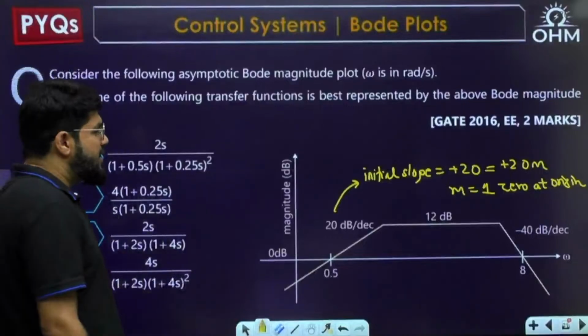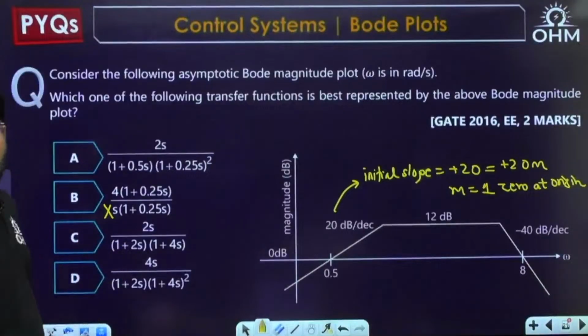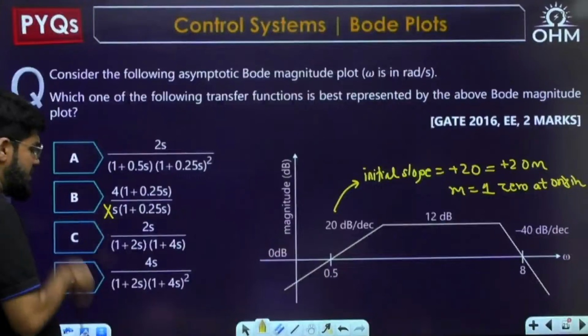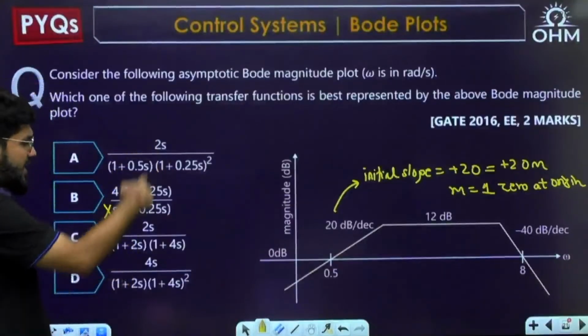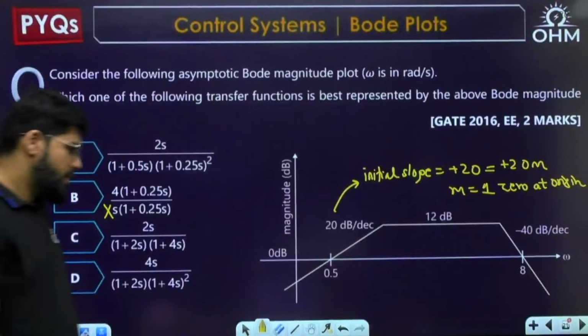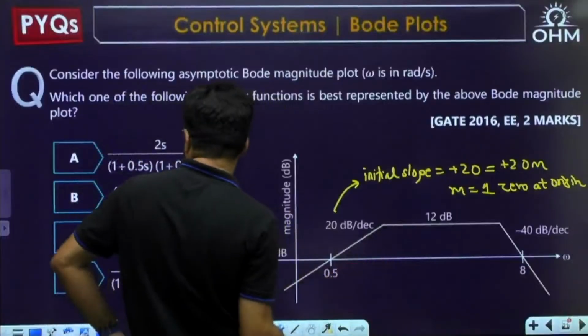Now that clearly means that option number B is ruled out. No, Govindrao, B is ruled out first of all because there is a 0 at origin, not a pole. The 0 at origin means S in the numerator, not S in the denominator. So B is ruled out. Now let's find out the corner frequencies here.